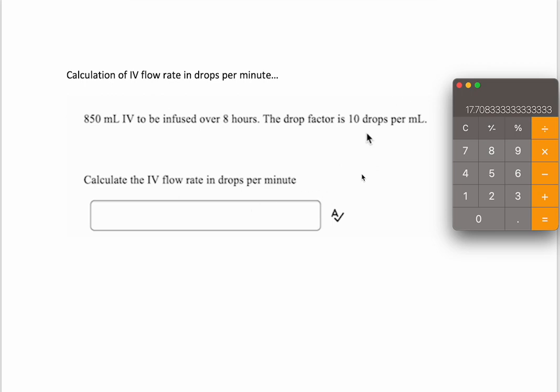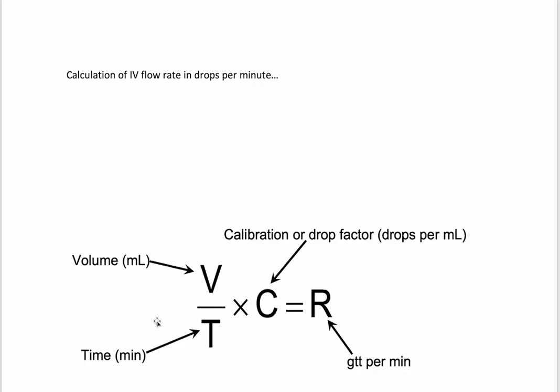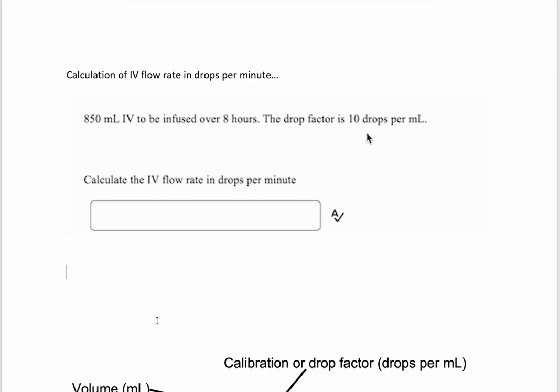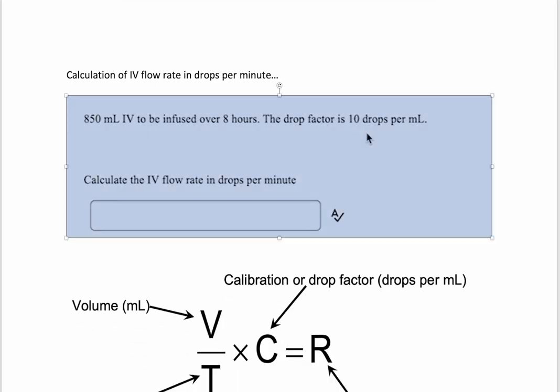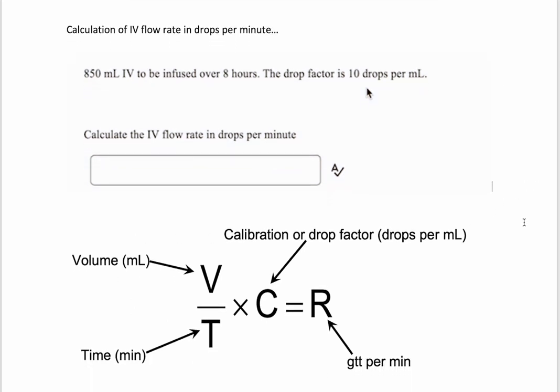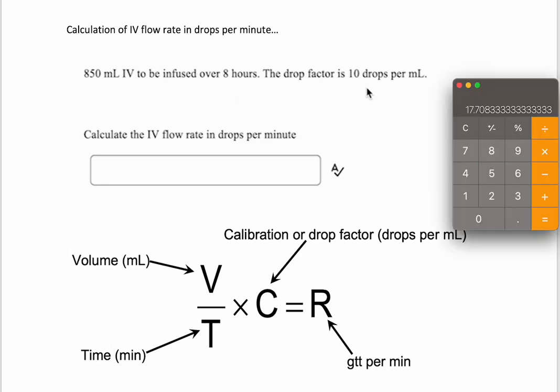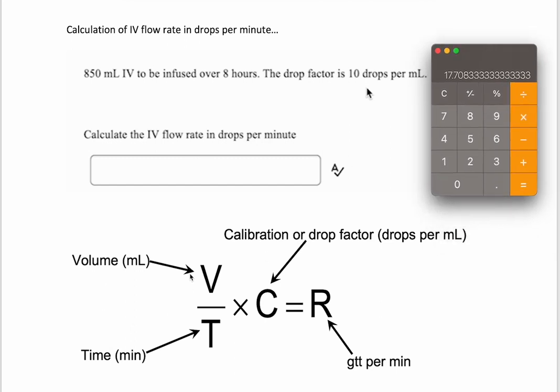Then the other way of going about this, there is a formula that you can follow. All right, so this is the formula. This might be a little bit easier for some people to do, or a way just to double check your answer. So it does volume in milliliters over time in minutes, and then you multiply that by the drop factor. So I'm going to clear this answer.